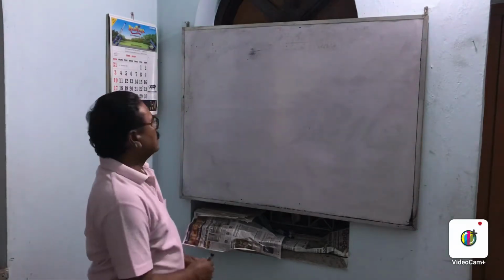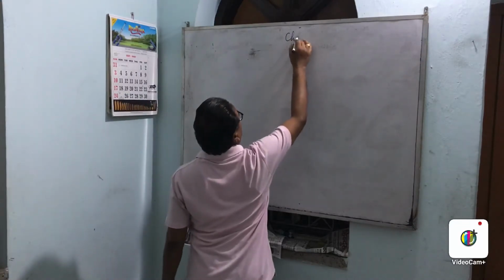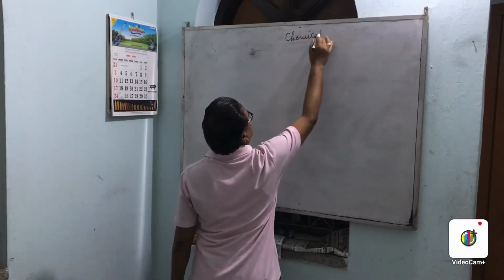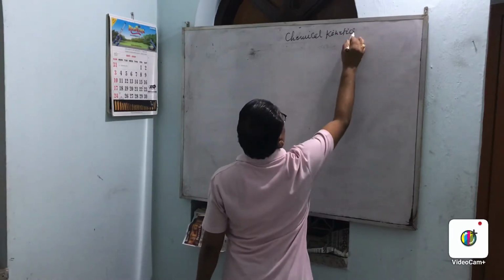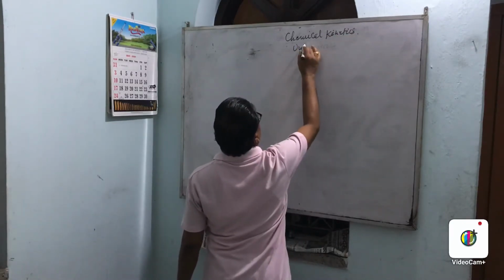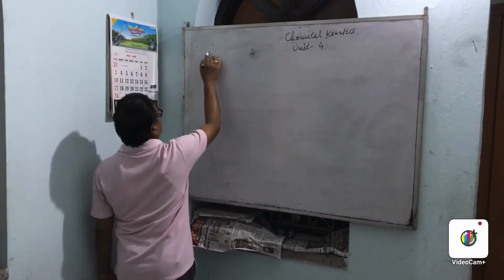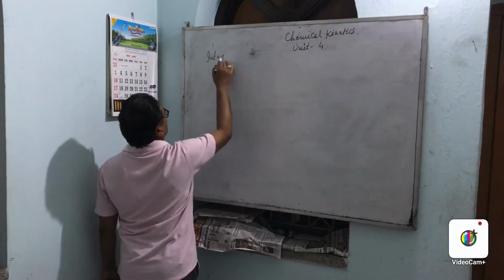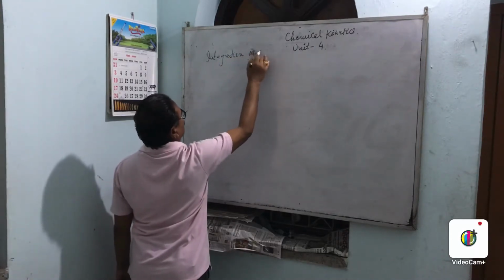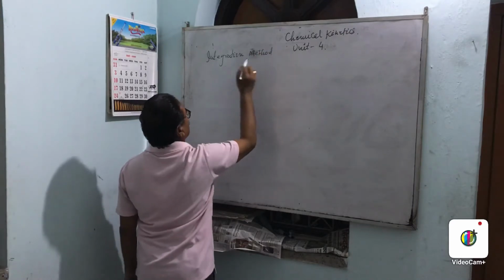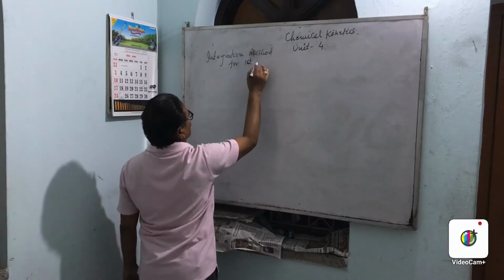So today, as per your book, the unit is chemical kinetics continued, unit 4. Now our objective: integration method for first order.